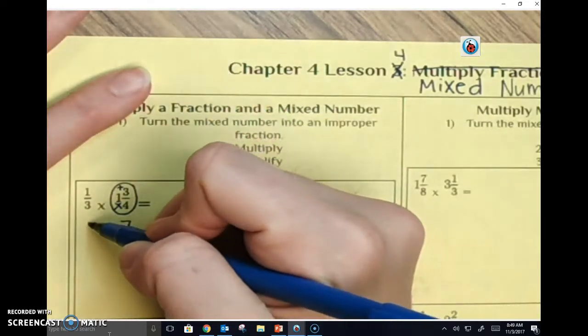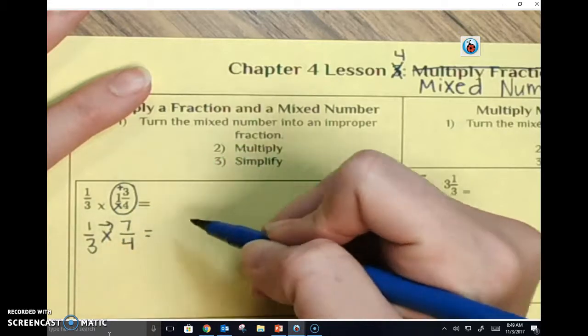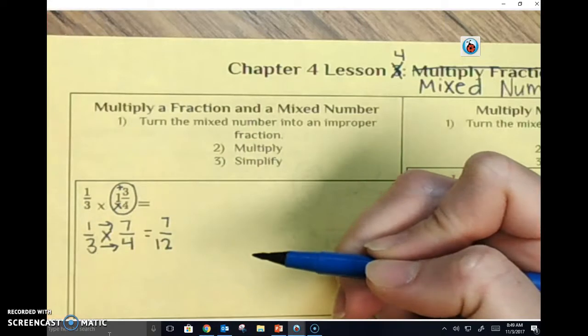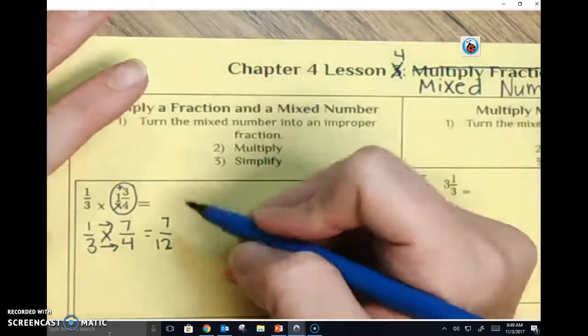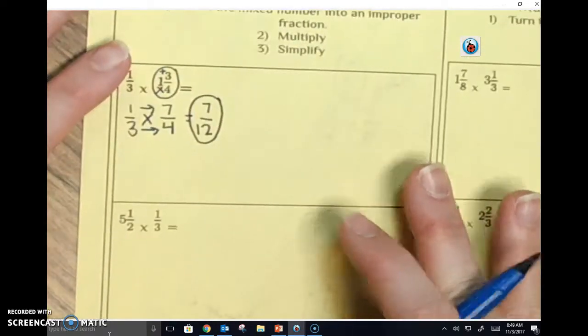And now we're just going to bring down the 1/3. And we're just going to multiply like normal then. 1 times 7 is 7. 3 times 4 is 12. Because there's not a factor in common between the 7 and the 12, that is our answer. Let's go on to the next one.